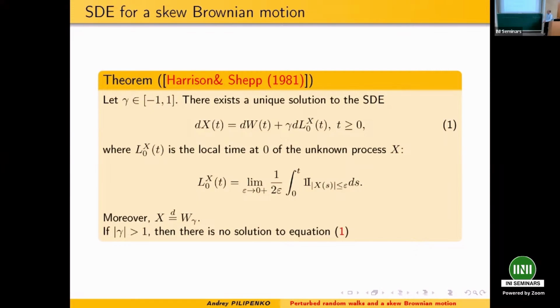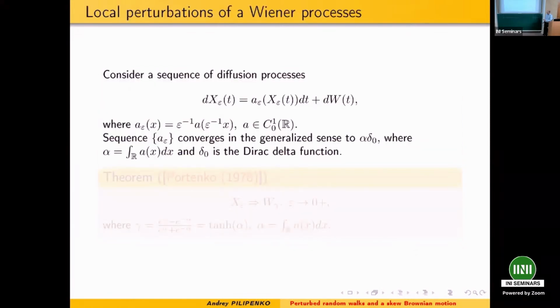Harrison and Shepp proved that if the absolute value of gamma is less than or equal to 1, then there exists a unique strong solution to this equation, and that solution is a skew Brownian motion. And if the absolute value of gamma is greater than 1, there is no solution, neither strong nor weak, so no solution at all.